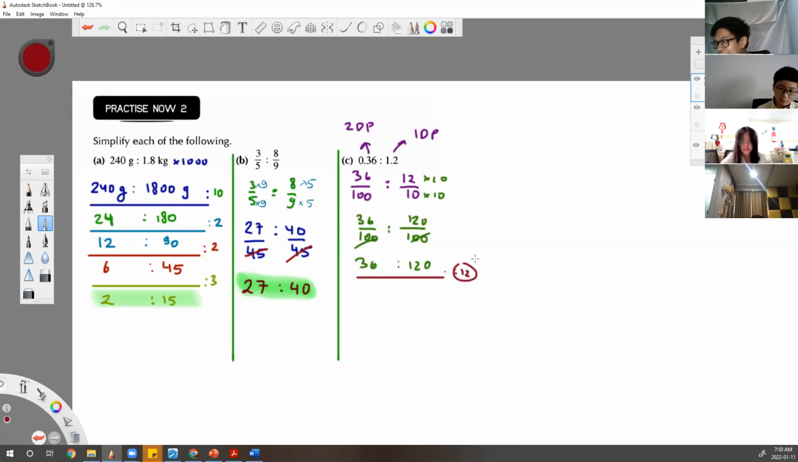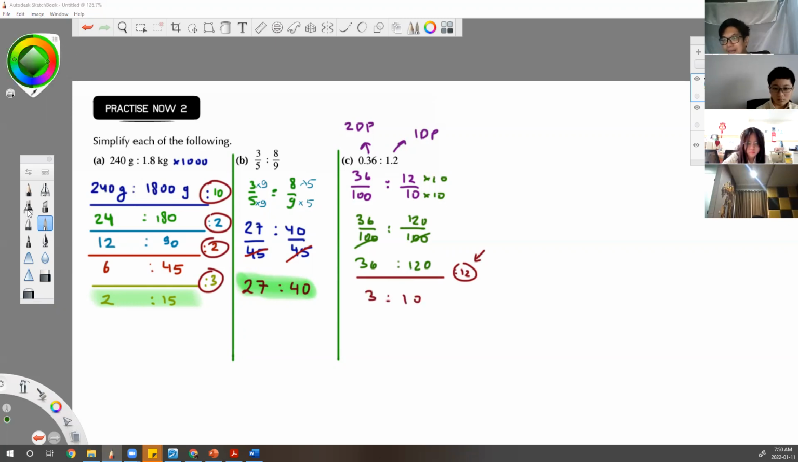Ini tergantung. This will be relative to your knowledge of math, your ability to do the math. Ya udah, 3 bagi 10. Selesai kan? 3 of 10. Atau you baca ratio, it's the ratio of 0.36 and 1.2 in simple way is 3 by 10 or 3 to 10. Bacanya gitu ya.